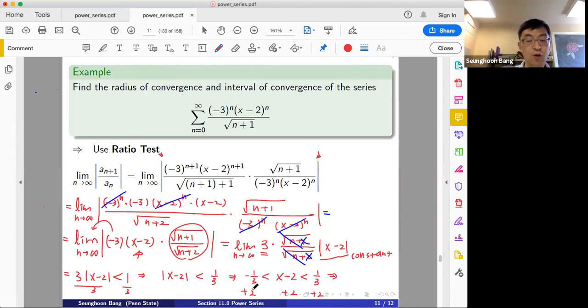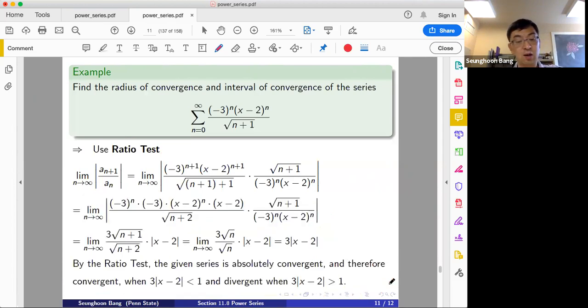So minus 1/3 plus 2 is 5/3. This one is x minus 2 plus 2, which is just x. The 1/3 plus 2 is 7/3. So we have this one. This is not final. As I said before, you have to check whether the original series converges or diverges at the endpoints 5/3 and 7/3. That's right. You can keep going like this.